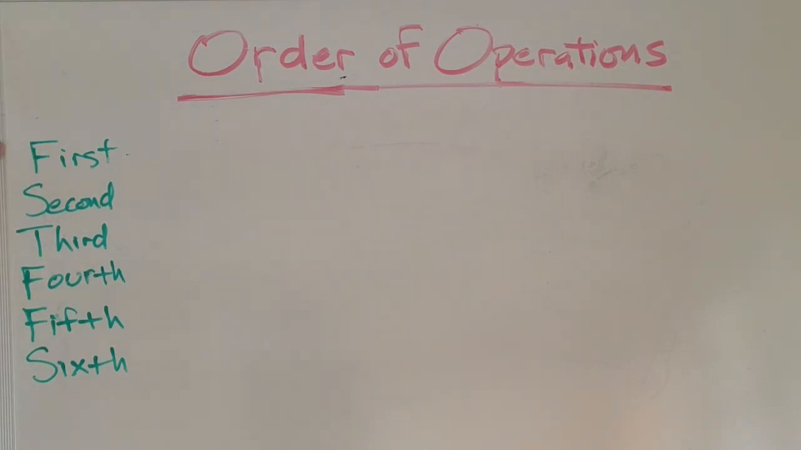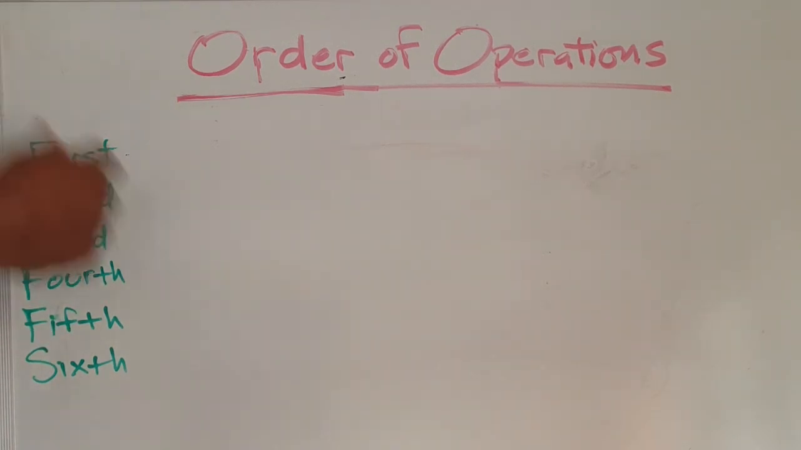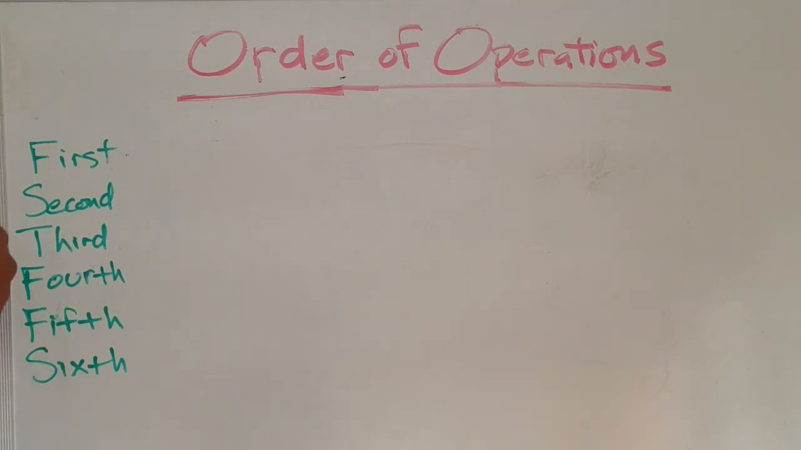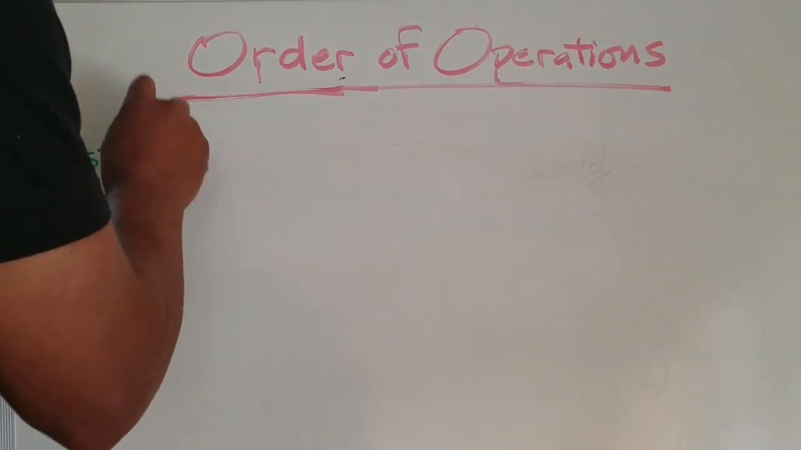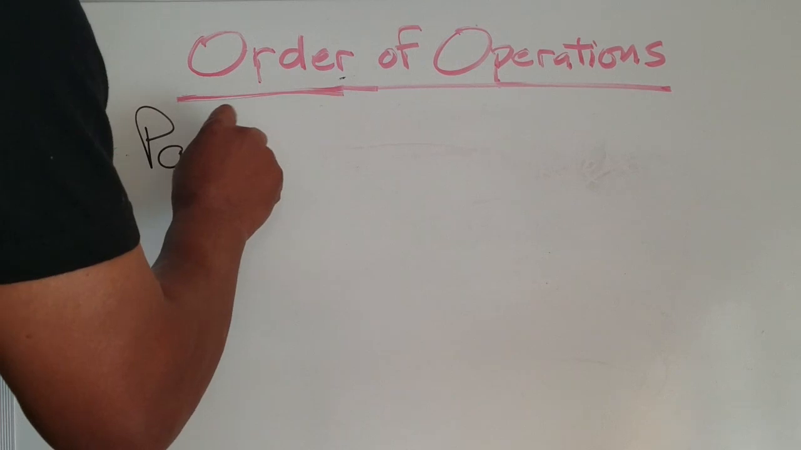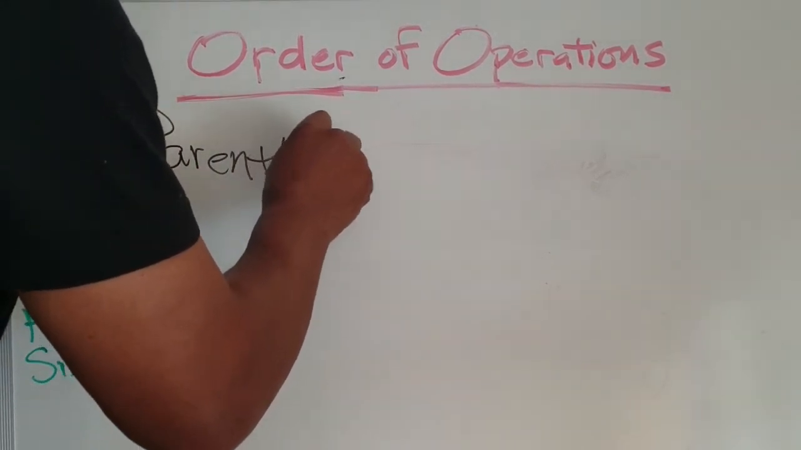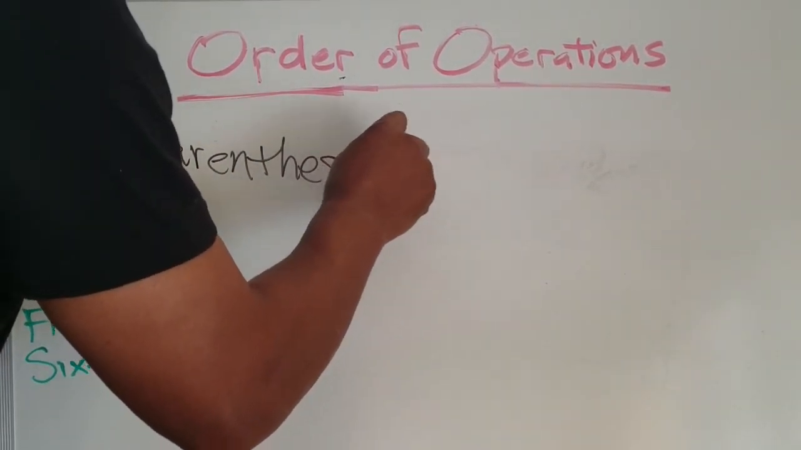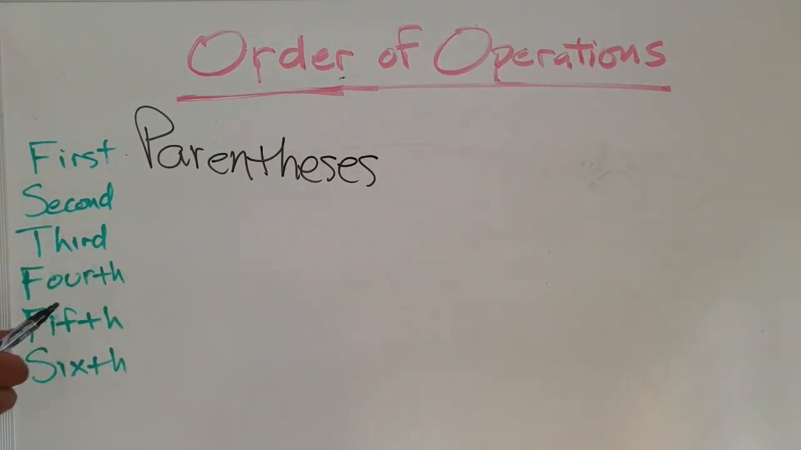So if you notice here on the side in green, I have first you do this, second you do that, third you do this, then next fourth, fifth, and then lastly sixth. There's 6 operations. The first operation you're going to do is parentheses. Write this down. Parentheses. The next operation is exponents.